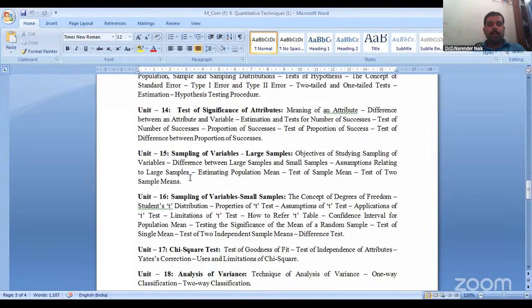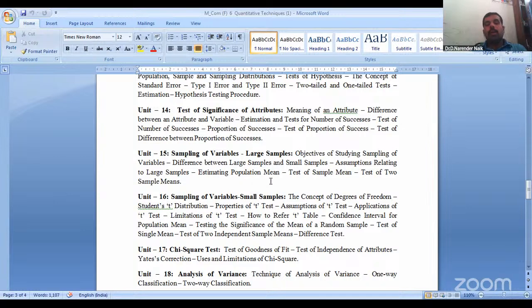The next one is sampling of variables, that is large samples. Significance of large samples, objectives of studying sampling of variables, difference between large sample and small sample, assumptions relating to large samples, estimating population mean, test of sample mean, test of two sample means.